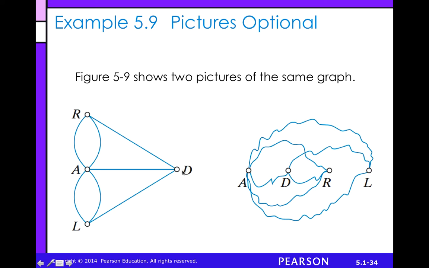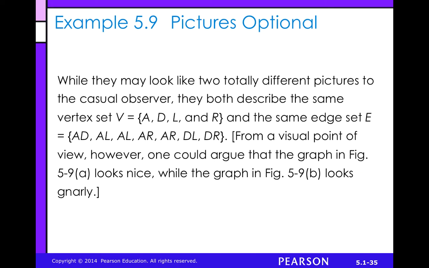So just to confirm that, look, D right here is connected to R, A, and L. And the same is true here. R, A, and L. D is connected to. In this picture here, R and A are connected twice by 2 edges. And that's the case here too. R and A, R and A. So these 2 graphs look a lot different, but they're functionally the same thing. There's no difference. So while they may look totally different, they describe the same vertex set and the same edge set. So they are the same graph. It doesn't matter which one you use.